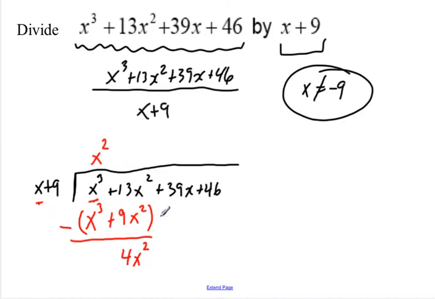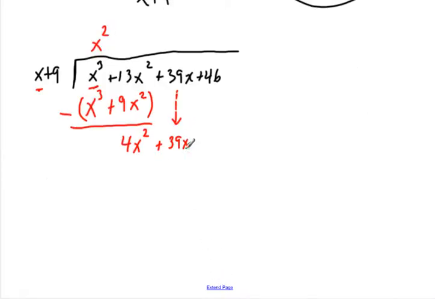So we repeat the whole process. We bring this one down, just like we did the other one. We bring whatever we didn't use down, so I put a plus 39x. But I don't worry about that now. All I'm going to think about is what times x gives me 4x squared. And I know that to be 4x. 4x times x gives me 4x squared.